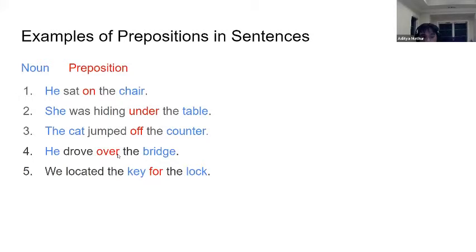He is a pronoun. Bridge is a noun because bridge is a thing. Over is the preposition.